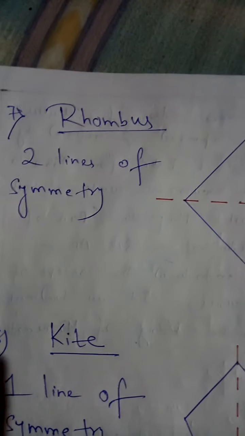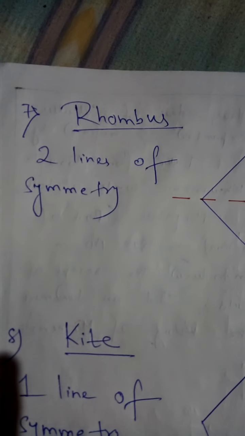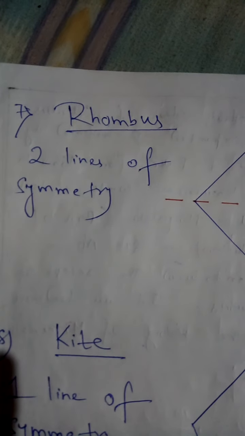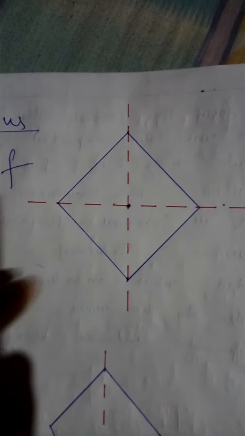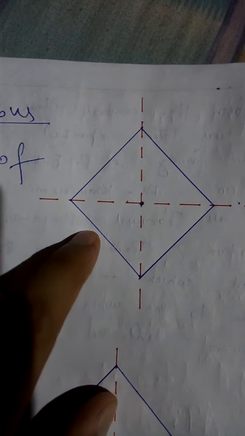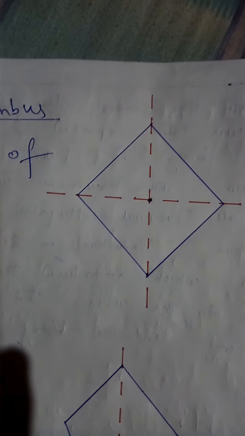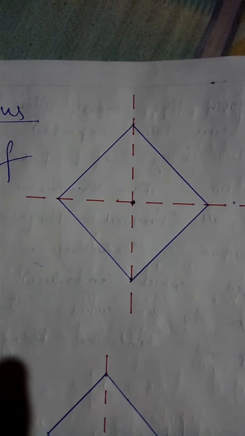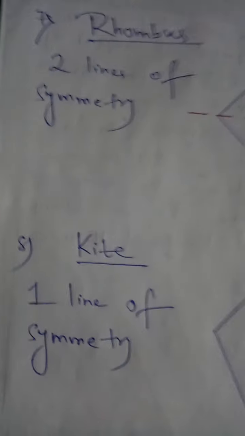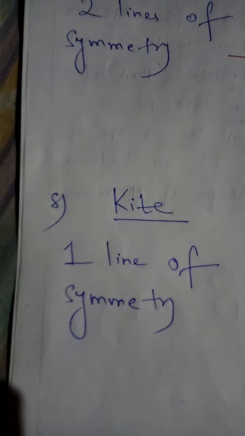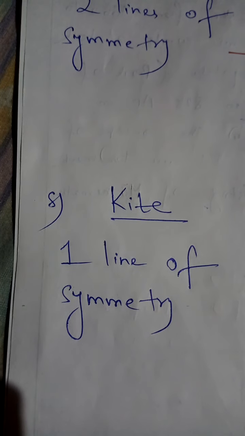Next figure is kite. It has exactly 1 line of symmetry. And what is the figure here? This one. This is the kite. This figure is kite, and as you can see, exactly 1 line of symmetry. I have drawn all the symmetrical lines dotted and using pen, but you have to draw all the figures using your pencil.